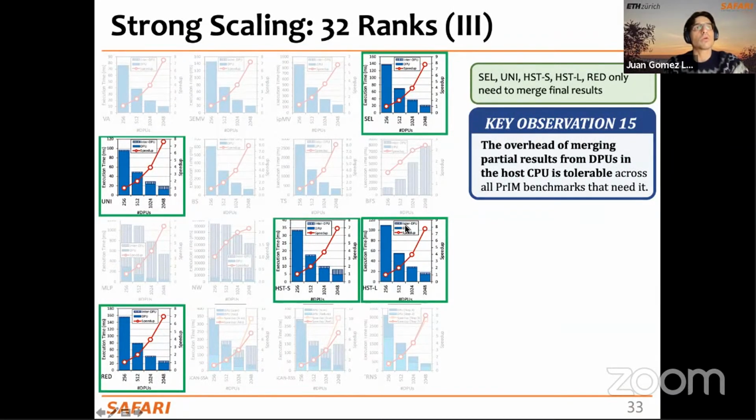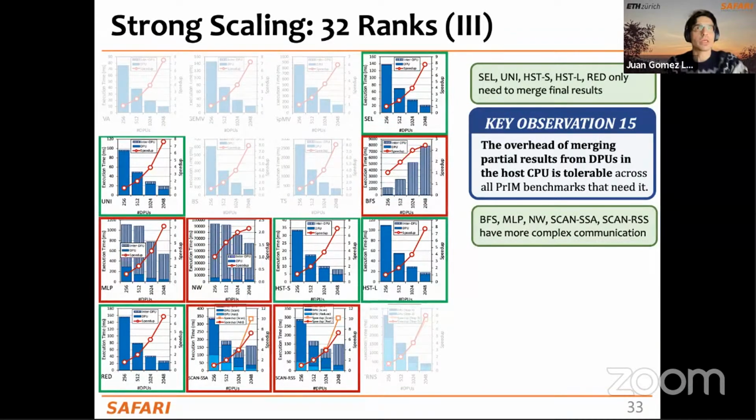When I talk here, by the way, about inter-DPU synchronization, it's not only the data movement over the memory bus, it's also the possible computation that we need to do on the host system. So for example, if we are calculating the final reduction for the reduction kernel or the final histogram for the histogram benchmarks, we are including in this inter-DPU communication not only the data transfer itself, but also the computation on the host CPU for the final reduction or the final merging.